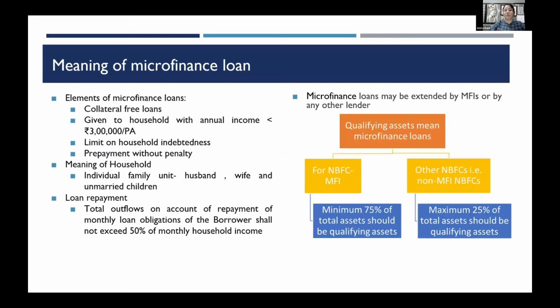Microfinance loans are also covered. Microfinance loans are loans that, earlier, specifically NBFC MFIs were extending, and for other than MFIs, there were limits on the quantum of MFI lending that can be done. Now the regulations are not just restricted to NBFC MFIs, but are applicable on any lender who is extending such loans. Such loans would mean collateral-free loans given to households whose annual income is less than 3 lakhs. So if we are extending such a loan, that also gets covered here.